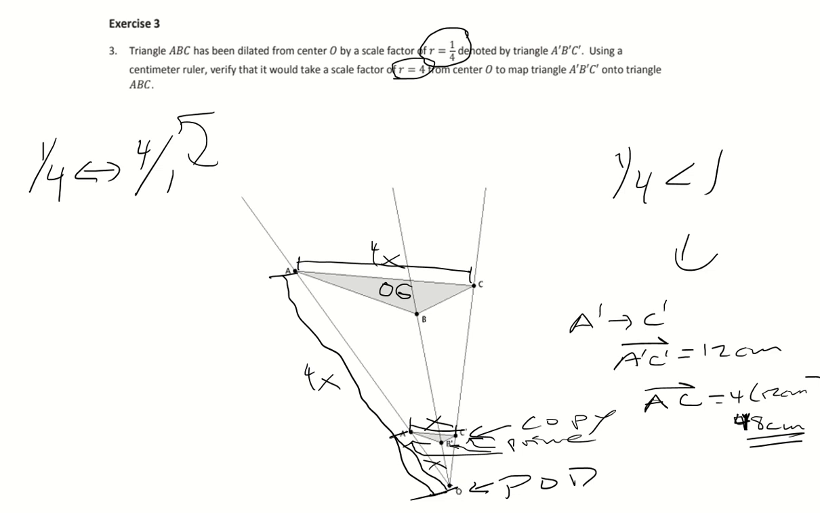In this case, if they tell us that the scale factor is 1/4 going this way, that means going the other way would be the exact opposite, or would be 4/1. But that would be how you would prove it on a quiz or a test or something like that. So that is all of the classwork for Module 2, Lesson 3.